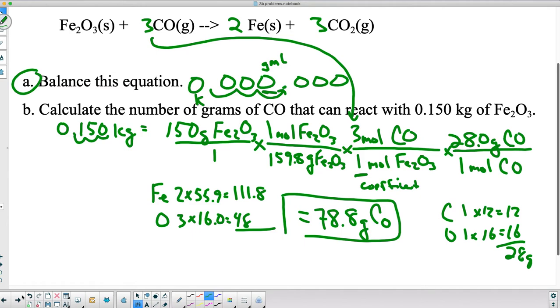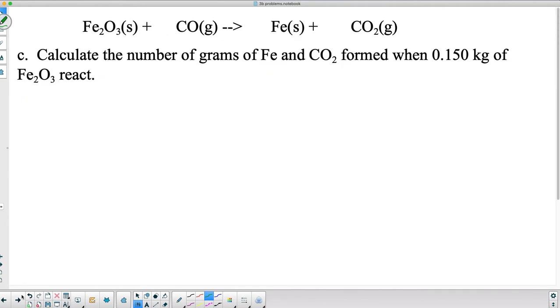Let's see what letter C has to say. Calculate the number of grams of Fe and CO2 formed when we have the same thing. Okay, well, I guess I can just start off. I'm going to do the same conversion here of 1, 2, 3, like that.